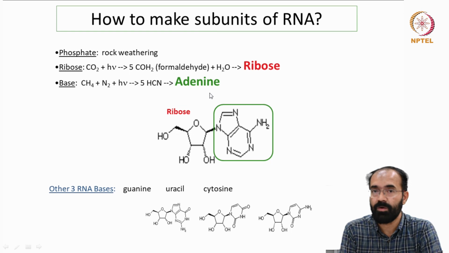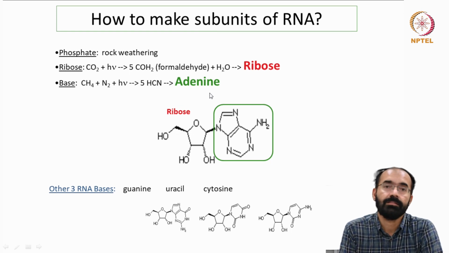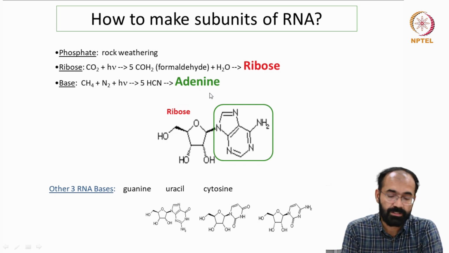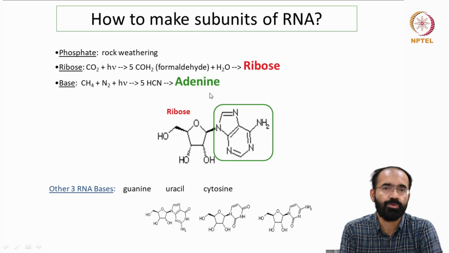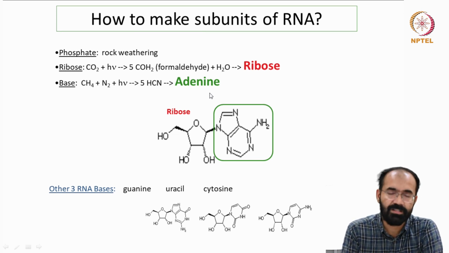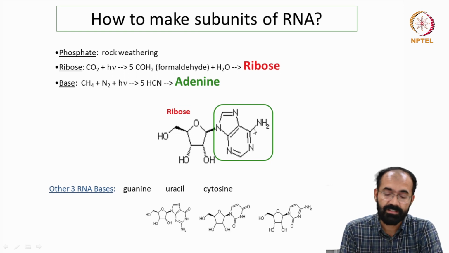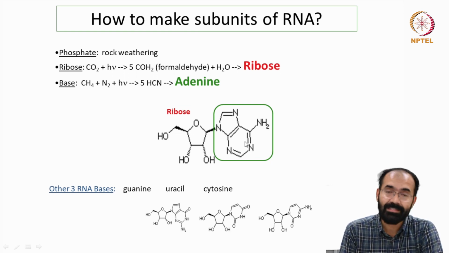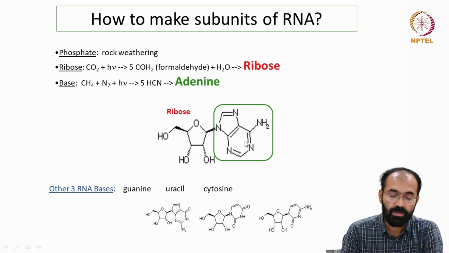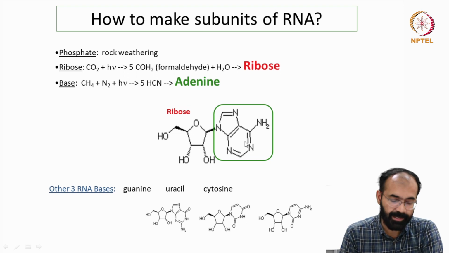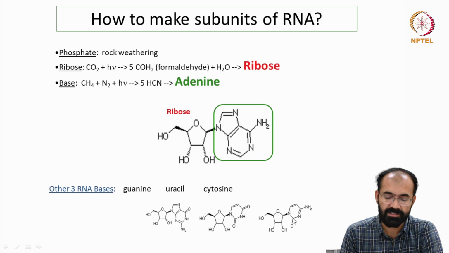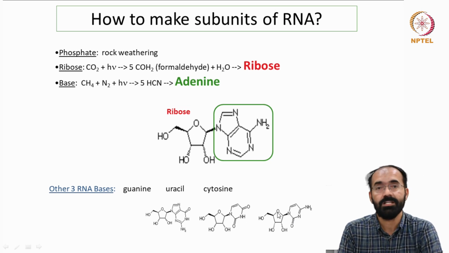Remember, adenine is one of the nitrogen bases. RNA has adenine, uracil, cytosine and guanine. So there are four bases, and in DNA the uracil is replaced by thymine, which we will see later on, what is the difference, etc. You can see the ribose sugar usually combines with the nitrogenous base, which in turn makes use of a phosphate backbone to give rise to one monomer of the RNA. And the other three RNA bases are guanine, uracil and cytosine, whose molecular structures are given here, and they also can be formed spontaneously.